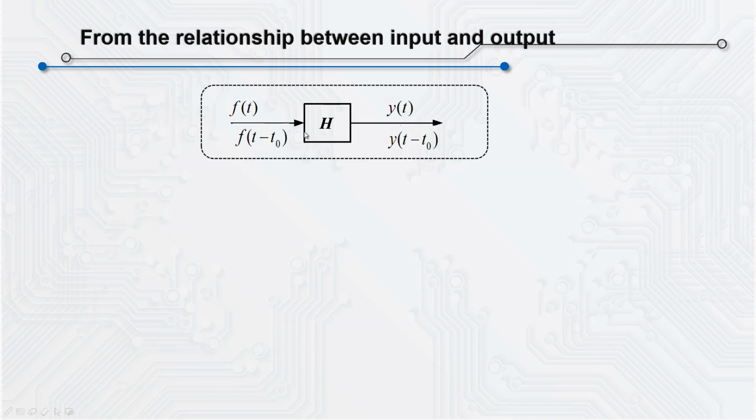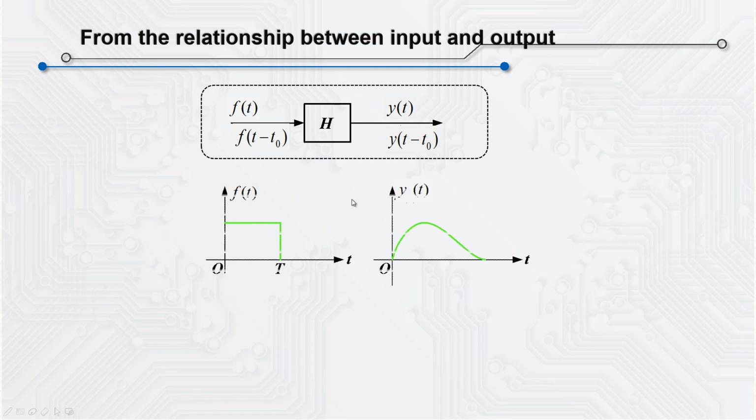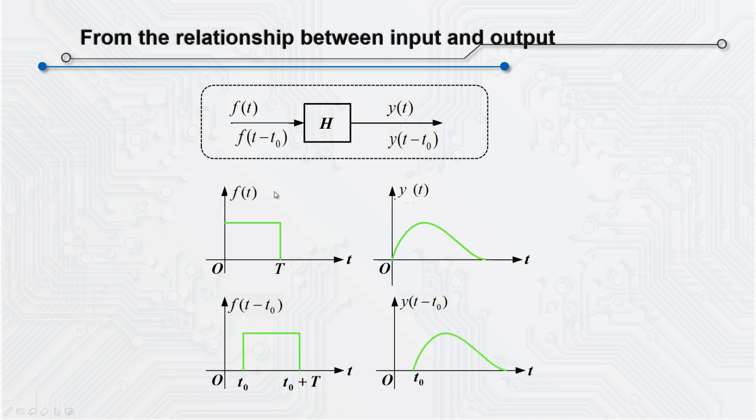If ft enters system H, we can get output yt. If we delay ft for a certain time, we can get ft minus t0. Then we put ft minus t0 into the system. If it is a time-invariant system, its output must be yt minus t0. The waveform is shown as follows.